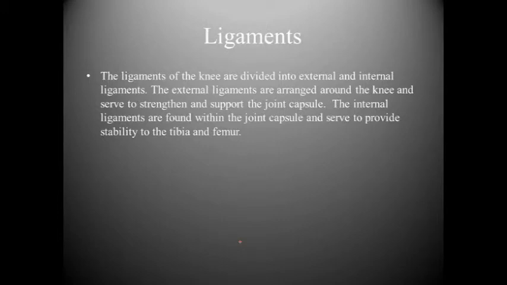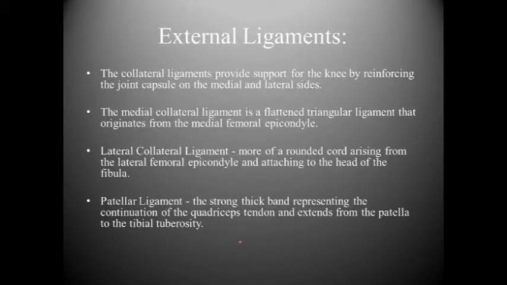So that brings us to the ligaments. The ligaments of the knee are divided into external and internal ligaments. The external ligaments are arranged around the knee and serve to strengthen and support the joint capsule. The internal ligaments are found within the joint capsule and serve to provide stability to the tibia and the femur. Each of these ligaments is very important.